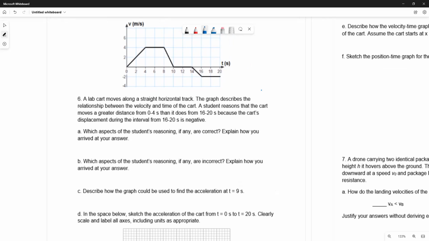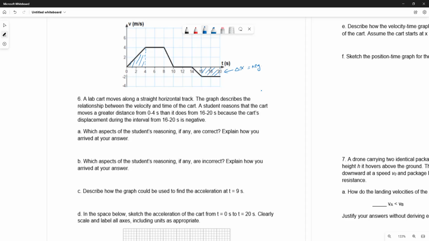So there's a student that's claiming that the cart moves a greater distance from 0 to 4, so from 0 to this point here, than it does from 16 to 20. So during this section here, right? So we're comparing these two sections. And that's because the cart's displacement during this interval from 16 to 20 is negative. So that displacement is indeed negative.